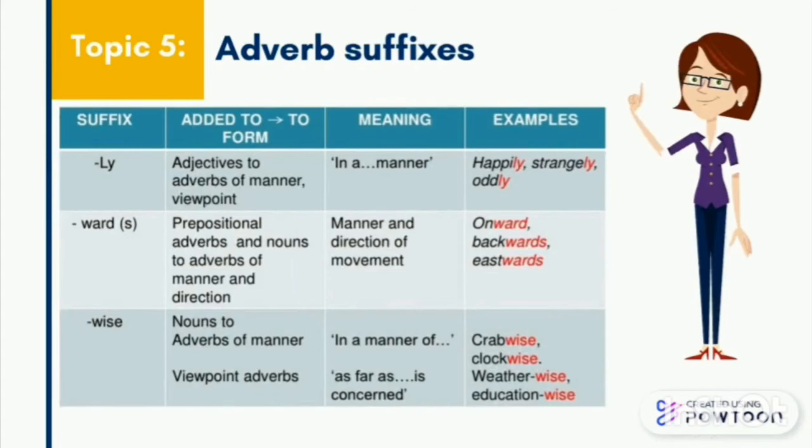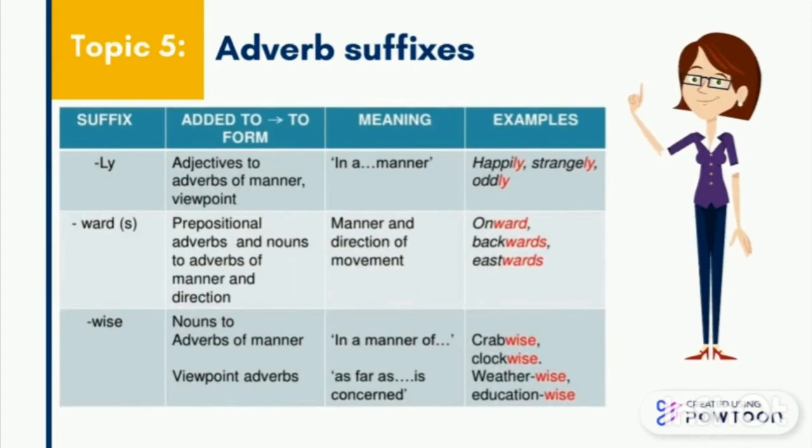Next topic is adverb suffixes. First adverb suffix is ly, meaning in a manner. For example, happy, happily, strange, strangely. Next adverb suffix is ward, meaning manner and direction of movement. For example, onward, backwards, eastwards.